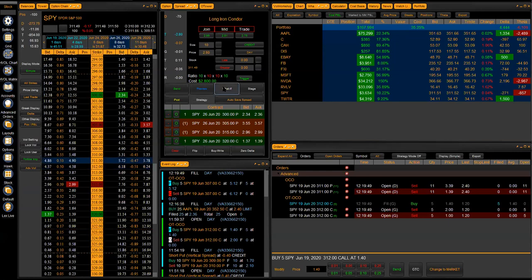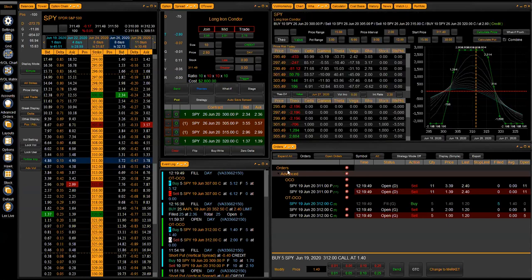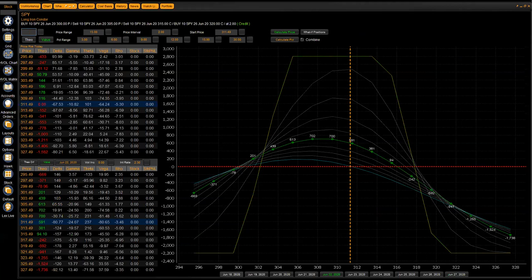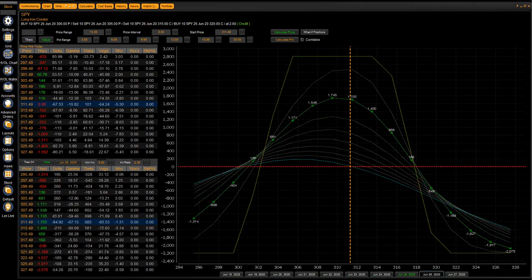What does this look like? Look at this. Again, a nice big zone of profitability from roughly 303 all the way up to 318, 319. You've got a nice profitability range here at expiration, and you can see the dynamics today. Each day that goes by on these iron condors, you keep making money and your range is wider.